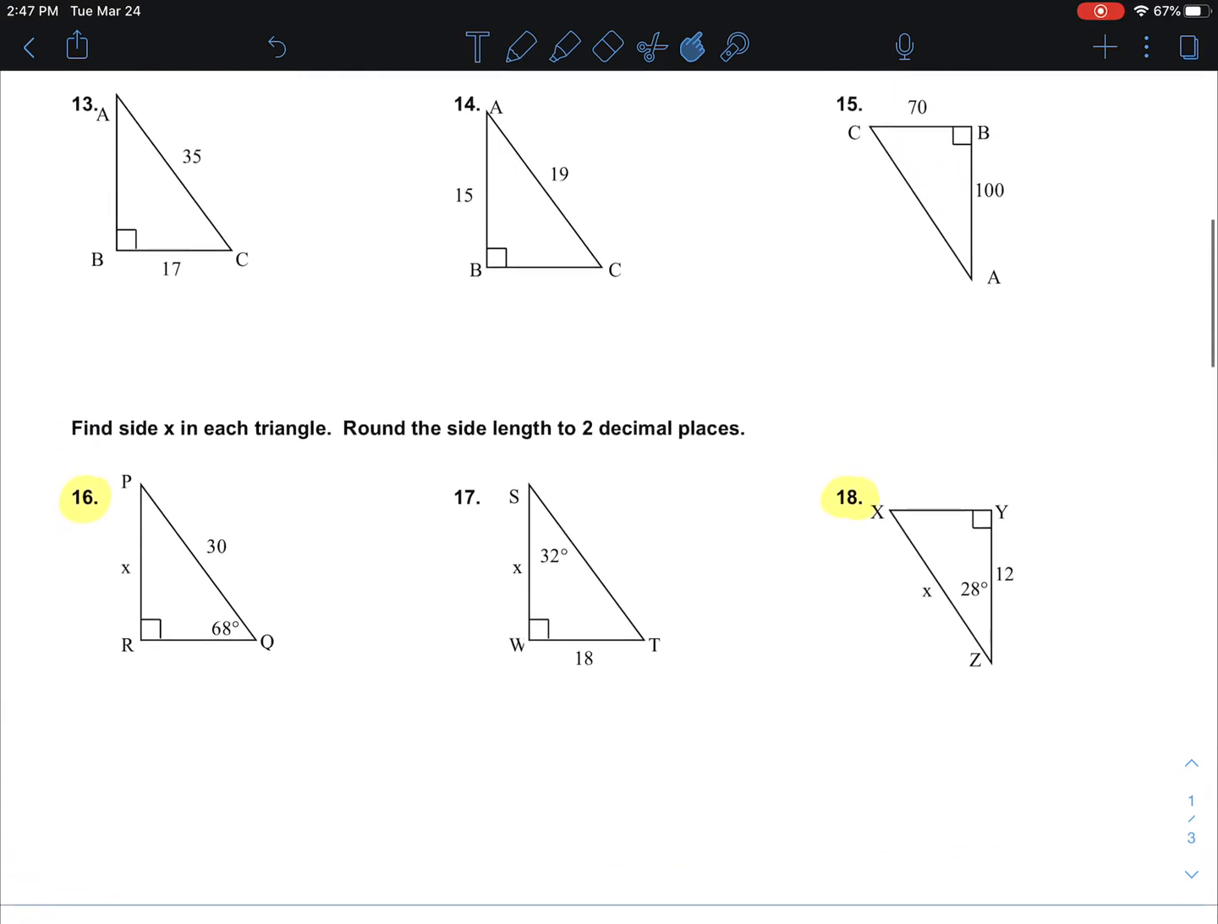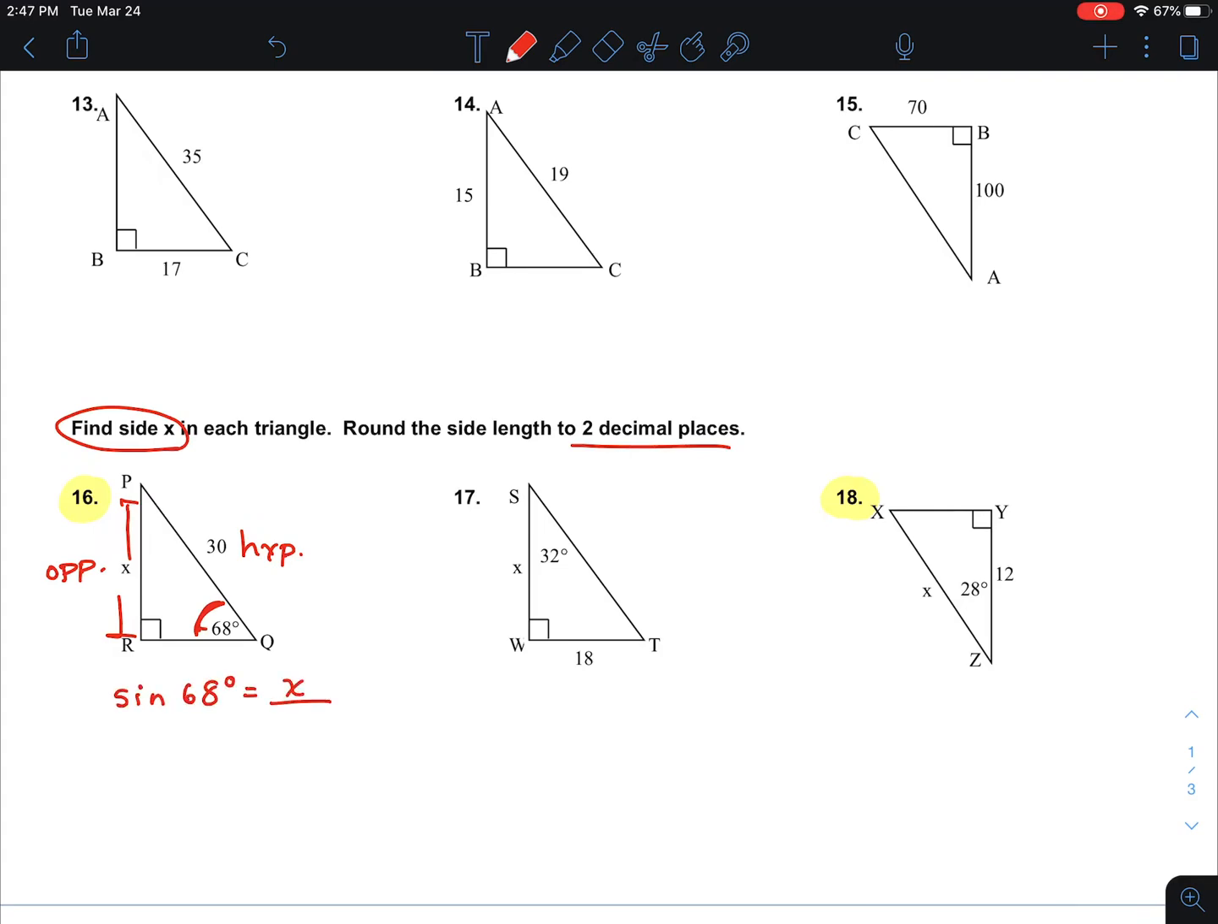Okay, I'm going to back up to number 16 because that was the second most requested question. This is just asking you to find side x here. Okay, they're giving us the 68-degree angle, so we know side x is opposite. They're also giving us the hypotenuse as 30. We want to find side x to 2 places. It looks like we should choose sine of 68 degrees because that is opposite over hypotenuse.